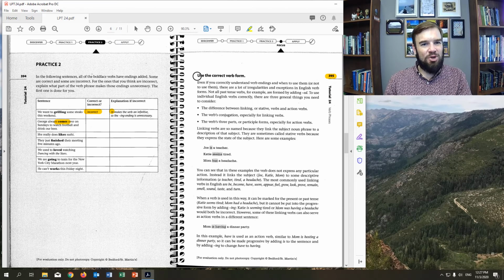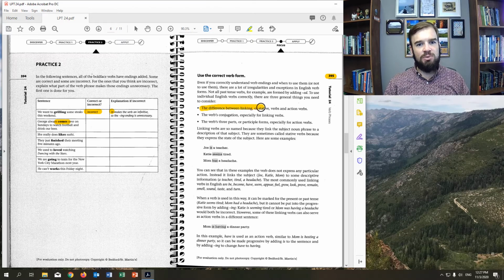395. So use the correct form of the verb. Now, even if you correctly understand verb endings and when to use them or not use them, there are a lot of irregularities and exceptions in English verb forms. Not all past tense verbs, for example, are formed by adding ed. To use individual English verbs correctly, there are 3 general things you need to consider.